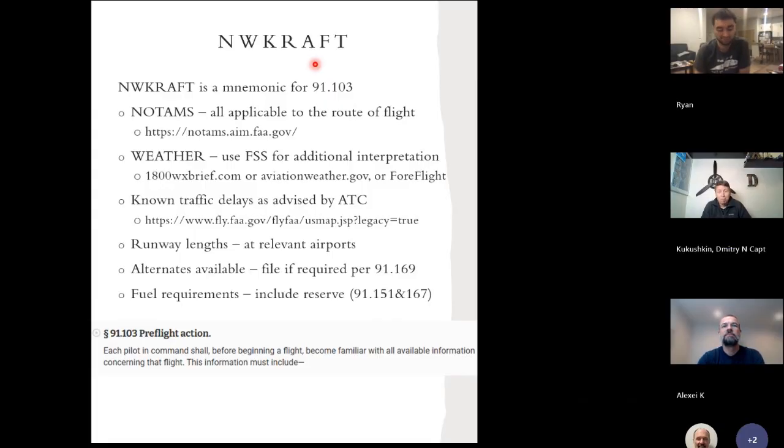So this may seem like a lot of preparation, but Northwest Craft is a great way for the actual flight preparation, and definitely a structured way to address this on the check ride. Let me pause here, see if that's tracking with everyone, if you have any questions.